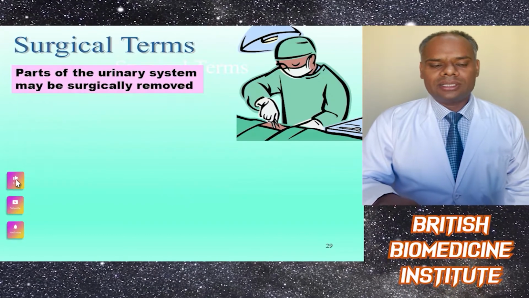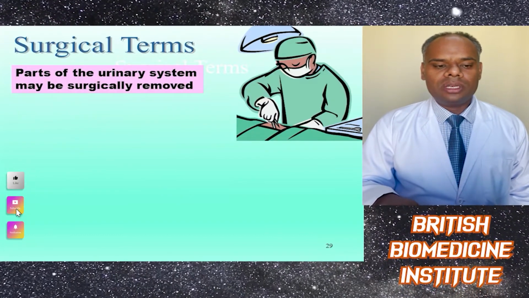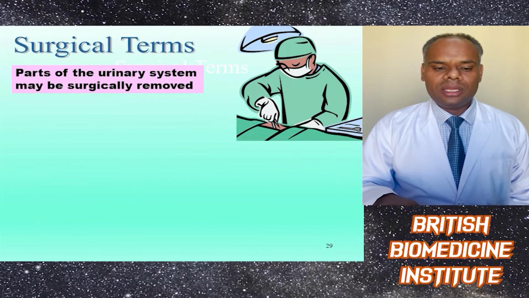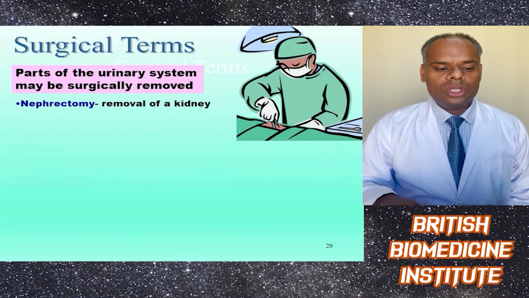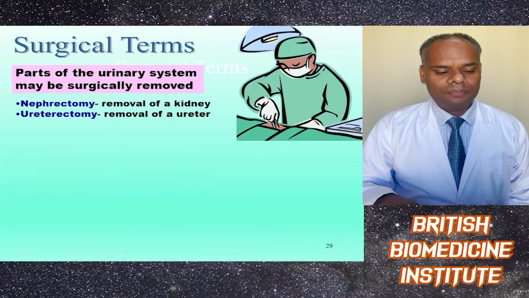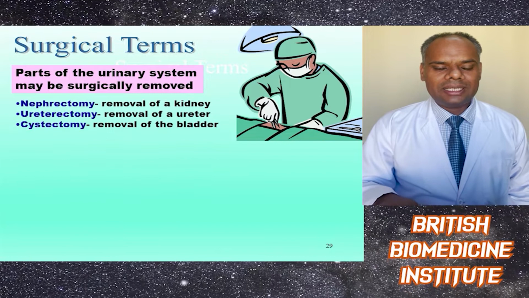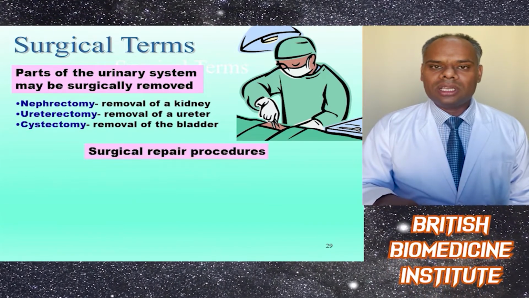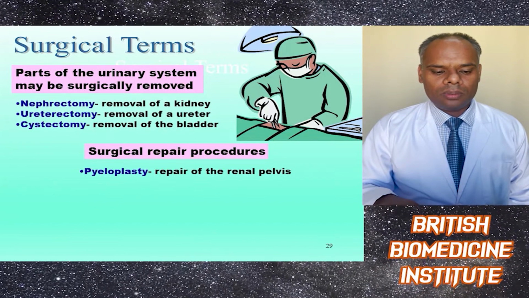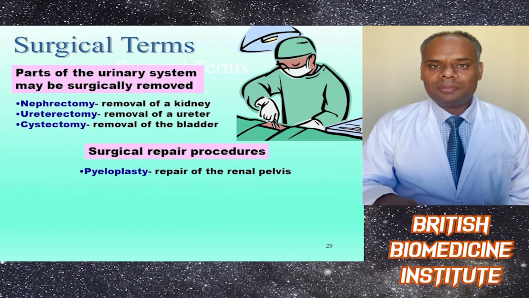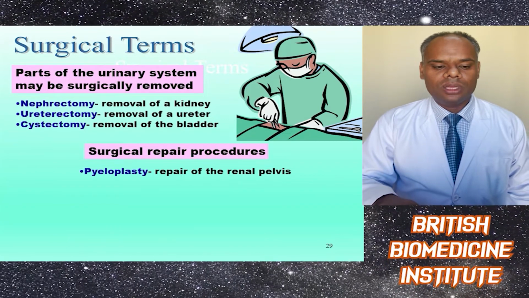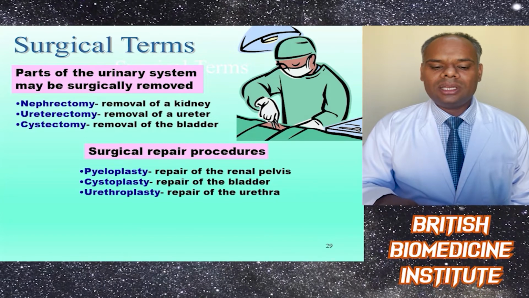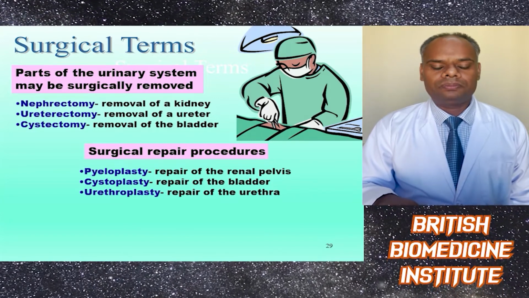So now comes the surgical terms, the parts of the urinary system which may be removed surgically. Nephrectomy, removal of your kidney. Ureterectomy, removal of ureter. Cystectomy is removal of your bladder. Surgical repair procedures are pyeloplasty, where we can repair the renal pelvis. Cystoplasty, we can repair the bladder, and urethroplasty, repairing of urethra.